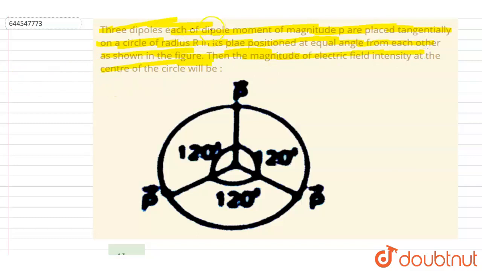So if you see, the dipoles are placed tangentially on the circle of radius r, right? So tangentially it will be like this, tangentially it will be like this, and tangentially it will be like this.